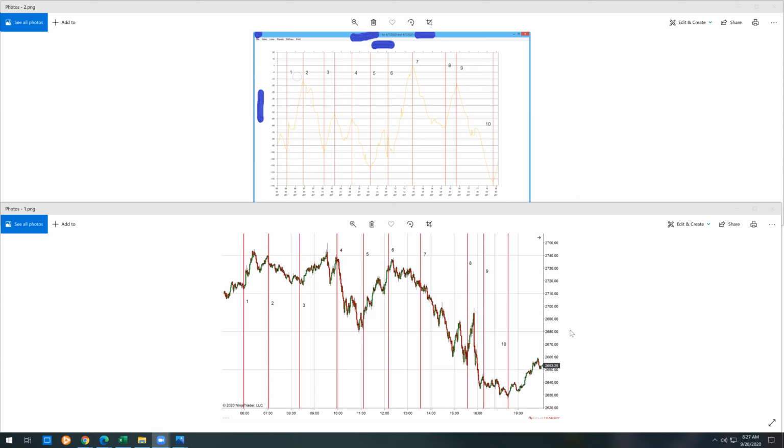This is the concept of Astrodynes. This gives us a price forecast curve and also important turn times during the day.